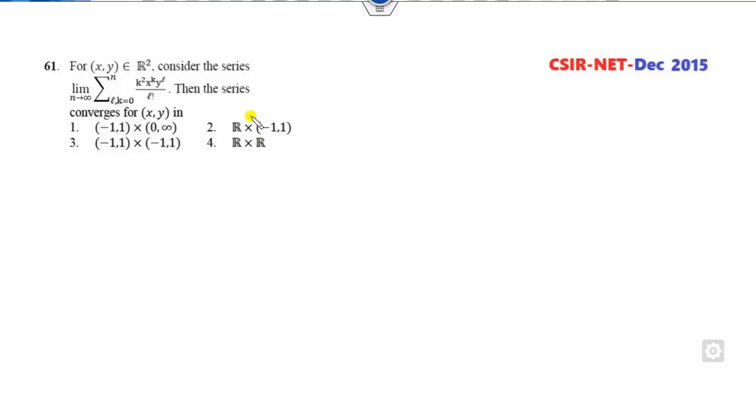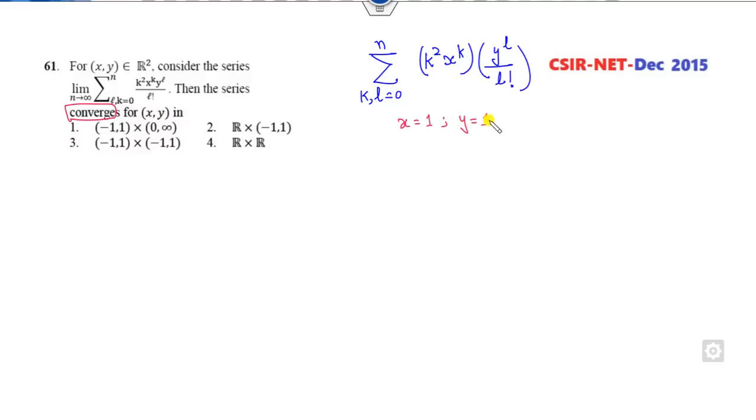Okay, look at this sequence. A series is given to you, where k and l are from 0 to n, k square, x^k, and y^l divided by l factorial. Look at the options, which of the following is convergent. Very simple. If I firstly take x is 1, y is equal to 1, what will be my series? k square over l factorial, k and l both from 0 to n, and n is infinity.